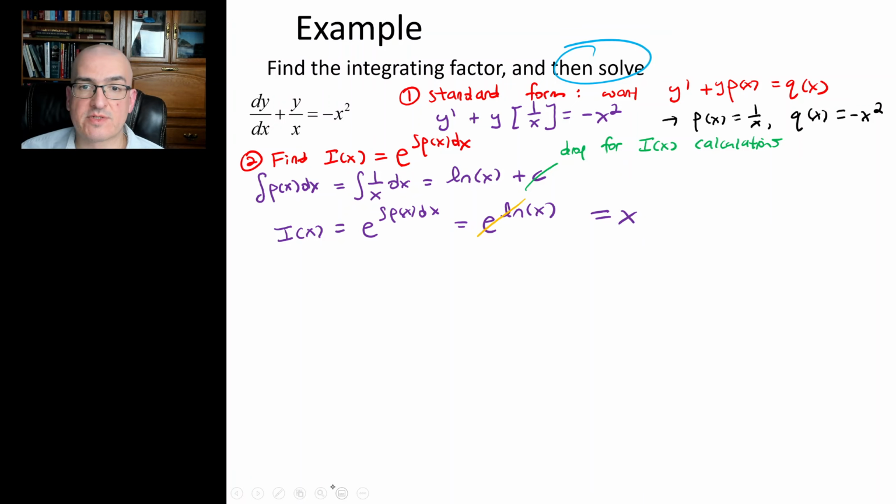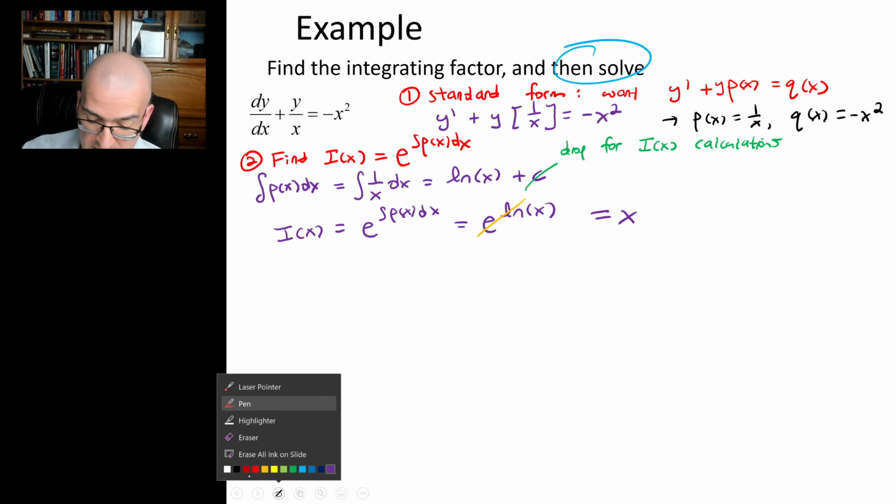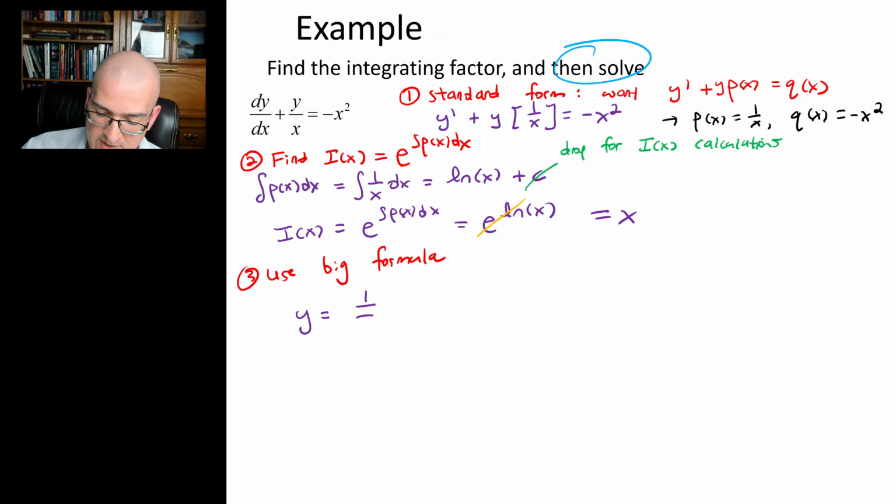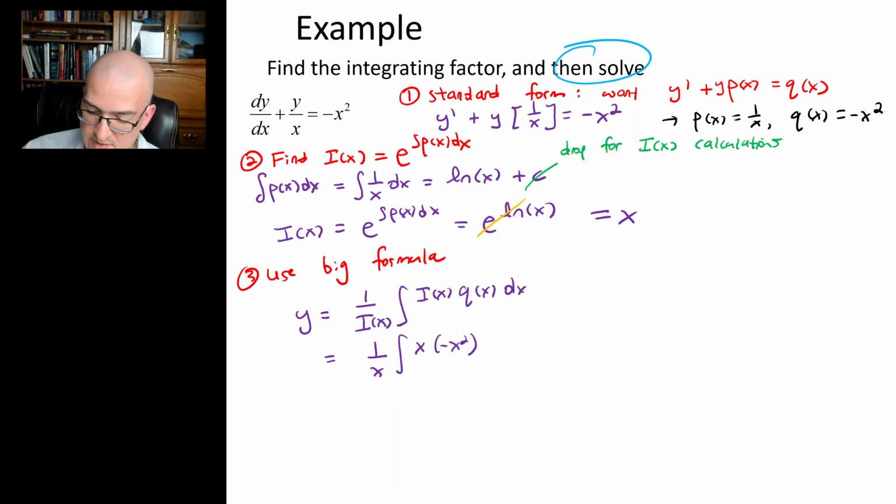And for the last few examples, this is where we were stopping, but the question asks us to fully solve. So now we're going to do the magic formula. Use the big formula. So y is equal to 1 over I of x times the integral of I of x times q of x dx. So 1 over x times the integral of x times negative x squared dx. We have to simplify the inside.